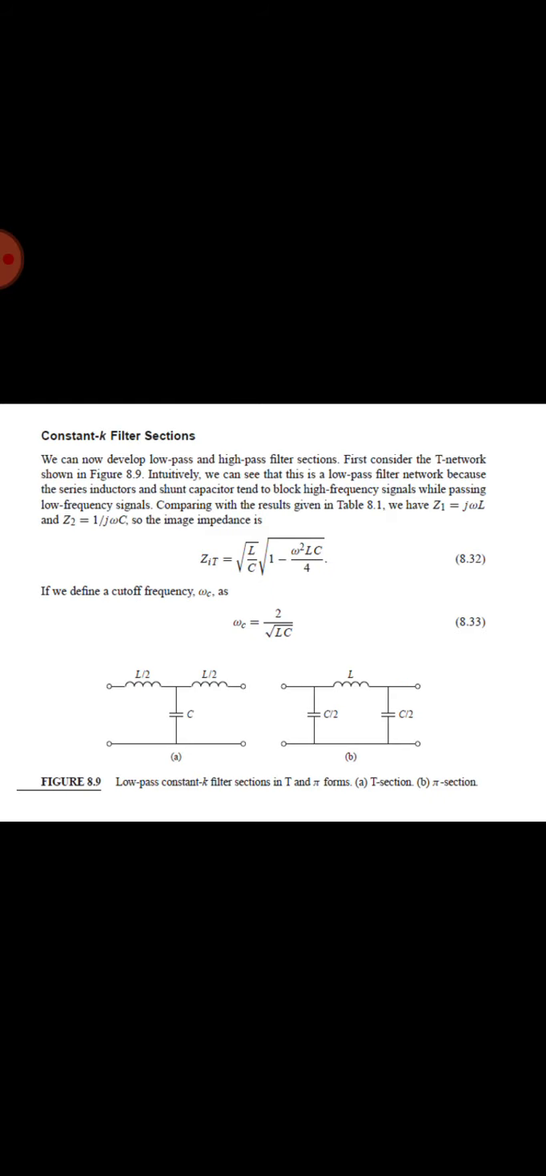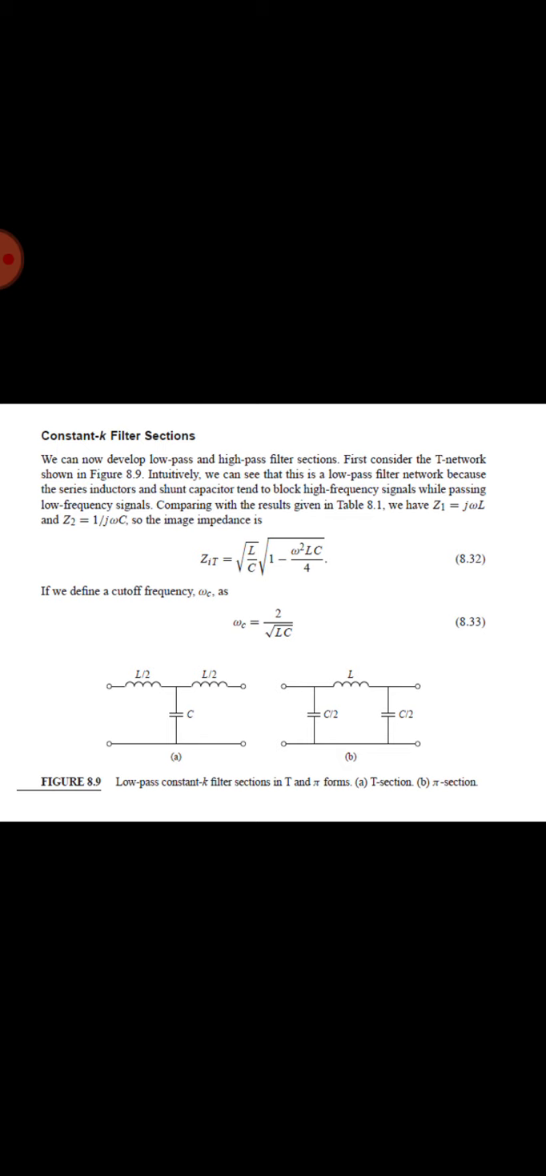And now consider the voltage transfer function for a two-port network terminated in its image impedances. Then the output voltage can be expressed as V2 is equal to DV1 minus BI1, which can be written as (D minus B divided by Zi1) into V1.